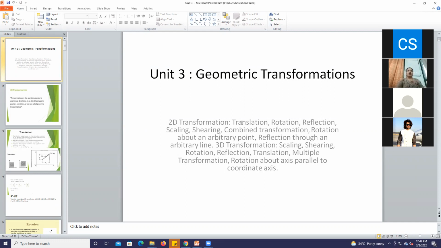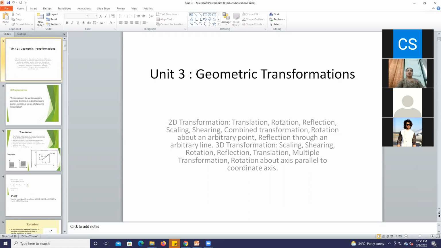Translation is nothing but shifting the object to a new location where the dimensions of the object are not going to change. Only the position of the object will change. So it is called linear shifting of the object, in short. It is a one line path where the object is moving. So linear shifting of the object is carried out in translation.